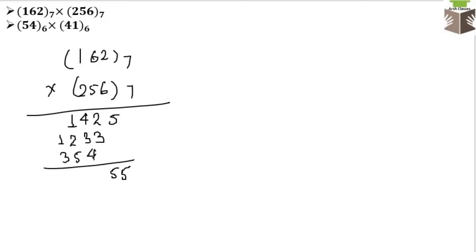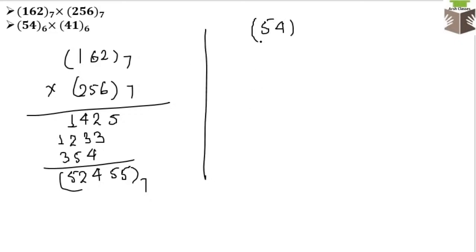Now next is 4 plus 3 is 7 plus 4 is 11. When divided by 7, the remainder is 4, the carry is 1. 5 plus 2 is 7 plus 1 is 8 plus 1 is 9, divided by 7, the remainder is 2, the carry is 1. 3 plus 1 is 4 plus 1, the carry, that is 5. So we will say the answer is nothing but 52,455, right?